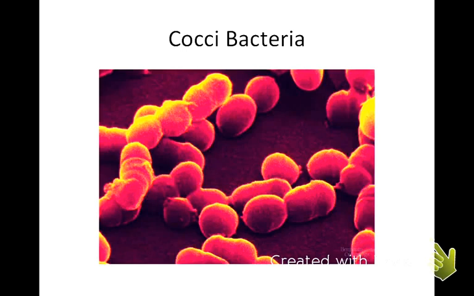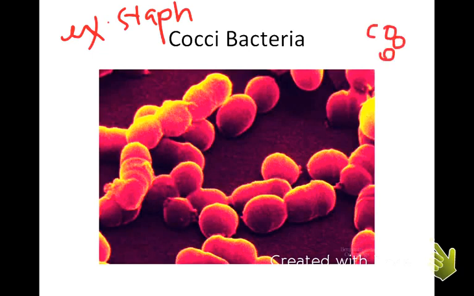First one is called a cocci. These are round. This is an example of a cocci bacteria. It's a staph infection, or Staphylococcus aureus. Bacteria are usually named for the shape that they're in. So Staphylococcus aureus, if you want to put that, staph means cluster, and then coccus means round. So it looks like a cluster of grapes.